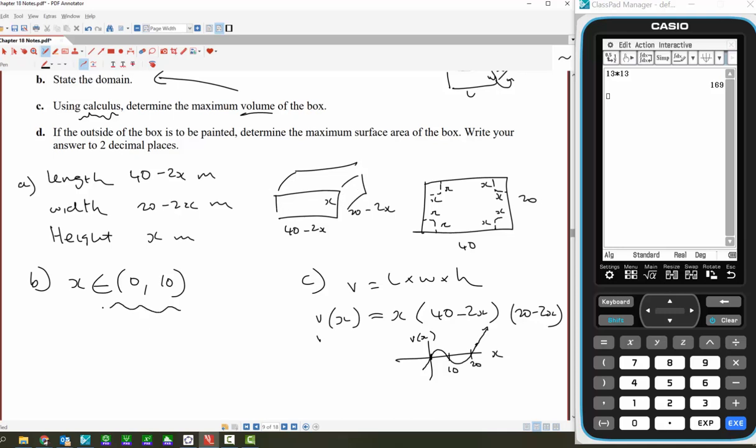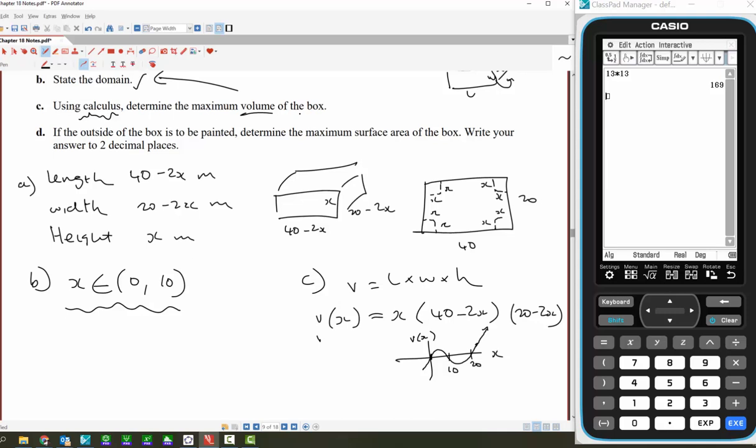So we're going to stick with our domain of x as an element between 0 and 10, not inclusive of the endpoints because they don't create a box. Okay, again, there's some circles where it can be argued that you would include the endpoints, but that discussion is for a later time. Okay, so what we've got is we've done state the domain.